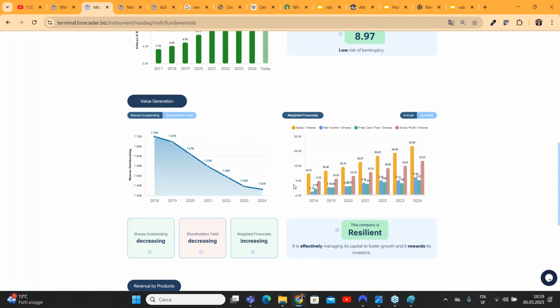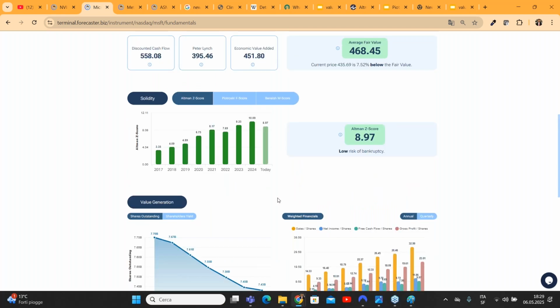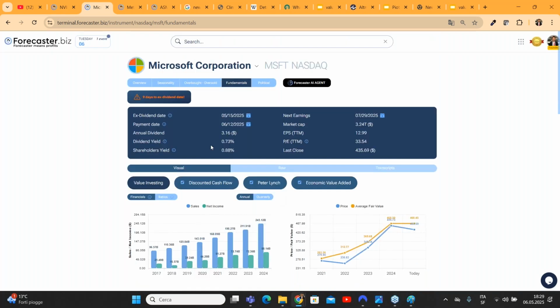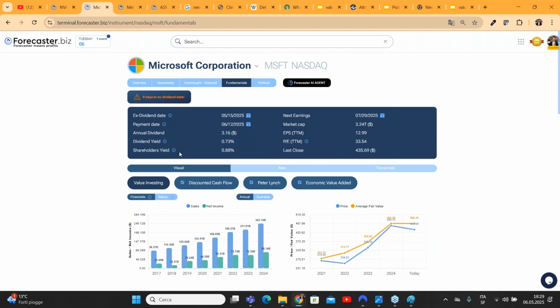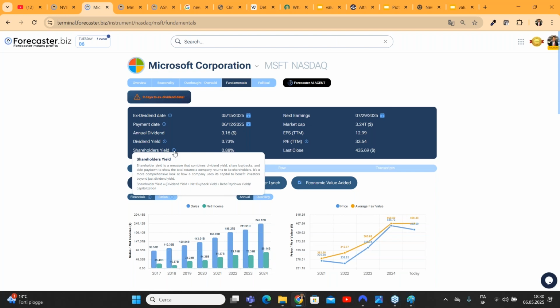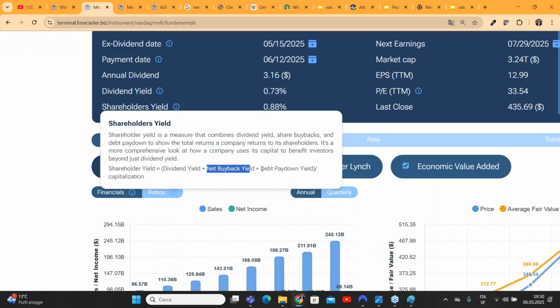Another interesting voice is the shareholder yield. If you are looking, for example, at a company, here we are on Microsoft, of course, you have a dividend yield. This is the yield you get if you buy shares of the company, just from the dividend. Of course, everything is explained. Shareholder yield is very interesting because you add to the dividend yield the net buyback yield and the debt pay down yield.